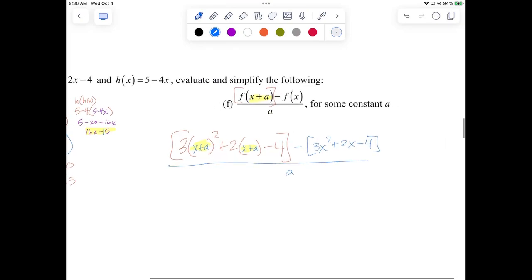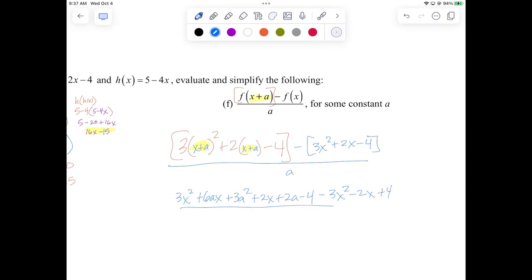Now let's square, multiply, double, square, and distribute the 3 all at the same time. You ready? x squared times 3 is 3x squared. Multiply and double, you get 2ax times 3 is 6ax. And you square the last, a squared times the 3 is 3a squared. We're pretty efficient. Now we distribute the 2: plus 2x plus 2a minus 4. And then we distribute the negative: minus 3x squared minus 2x plus 4, all over a.